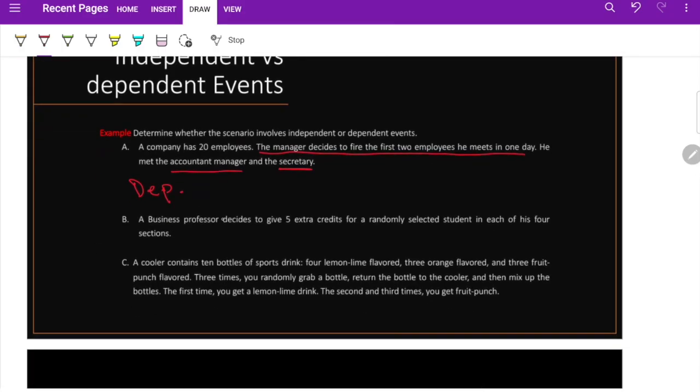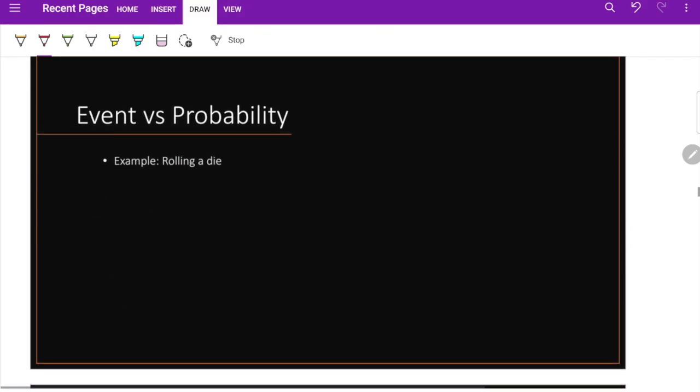A business professor decides to give 5 extra credit points to a randomly selected student in each of his 4 sections. Are these independent or dependent? What do you think? Independent. Why? Because there are 4 different sections. He's going to select one from this section, one from this section, one from this section, one from this section. If he selects that one, it has no impact on this one, no impact on that one, no impact on that one. Okay? So these are independent events.